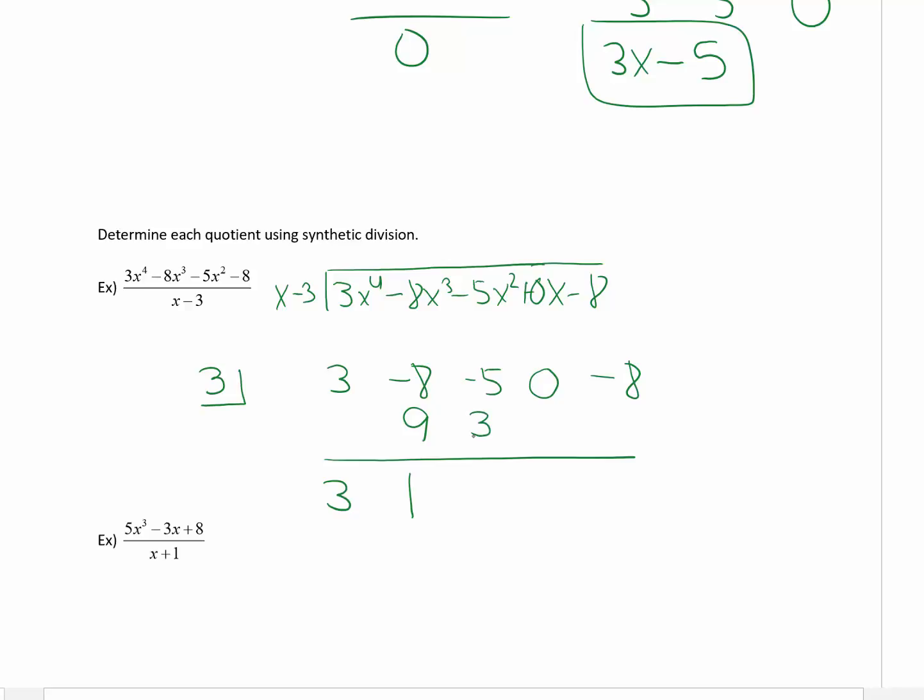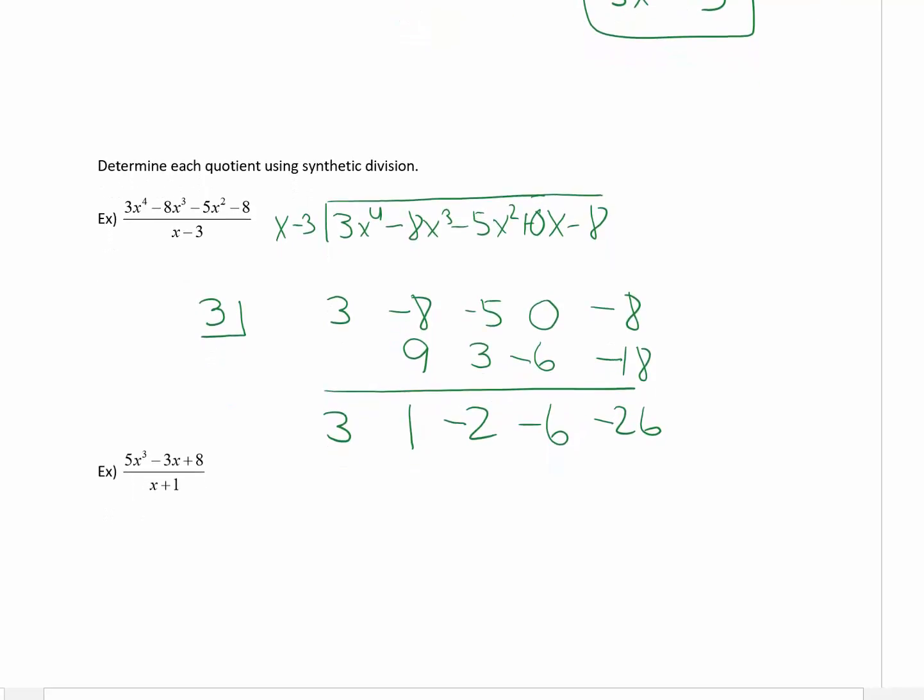Negative 5 plus 3 is negative 2. Negative 2 times 3 is a negative 6. Add the column down, that is negative 6. And negative 6 times a positive 3 is negative 18. Add down, I get negative 26. So again, I have all these numbers. Now let's write as a polynomial.